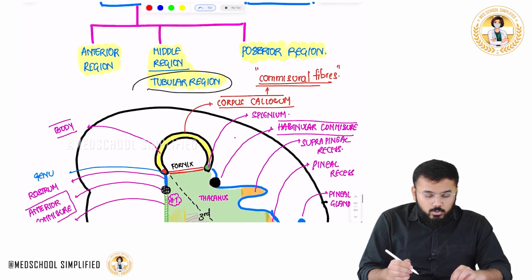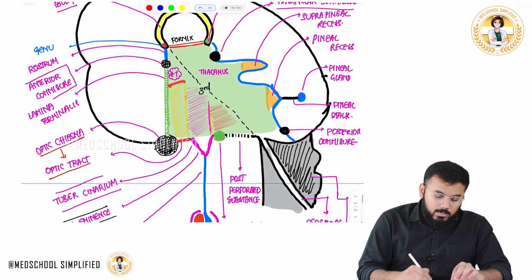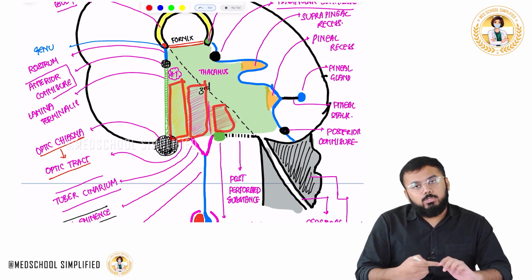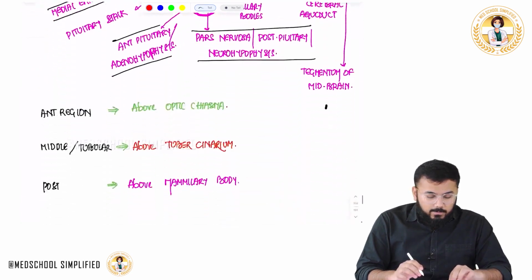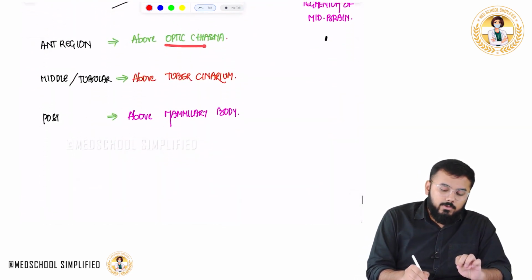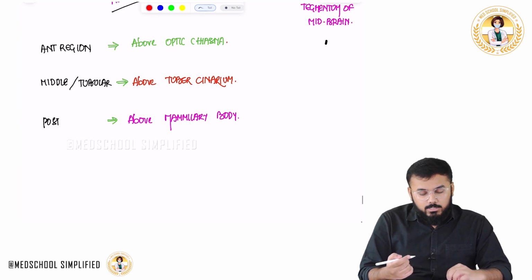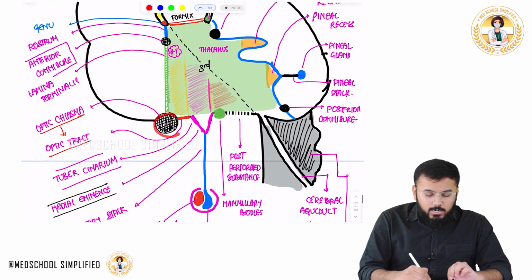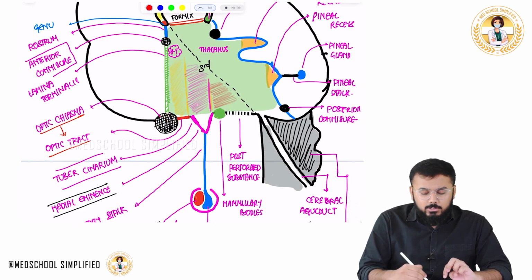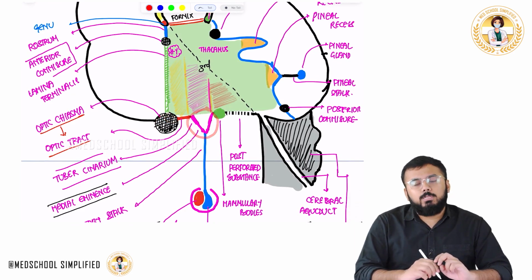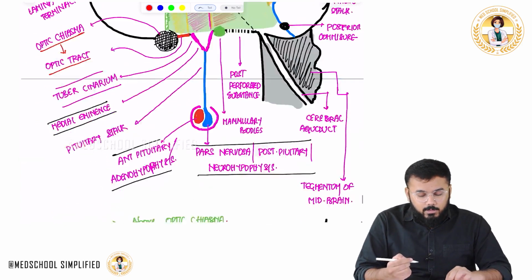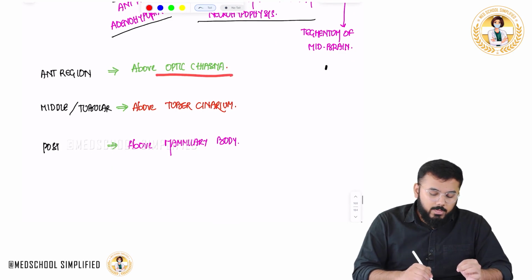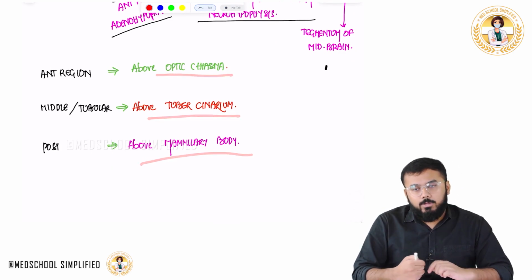Now, when it comes to the anterior, middle and posterior, see this part is your anterior region, this is your middle region, and this part is your posterior region. The anterior region is located above the optic chiasma, as you can see in the picture. The middle region is located above this part, what is this? Tuber cinereum. The posterior region is located above your mammillary body. So here, the regions are located above the optic chiasma, above the tuber cinereum, and above the mammillary body.